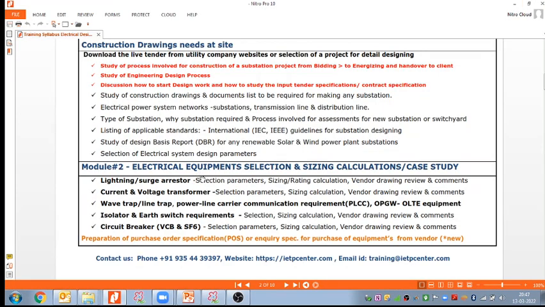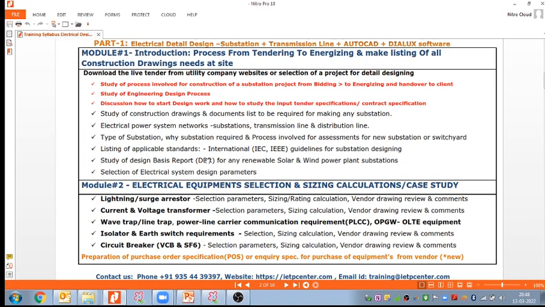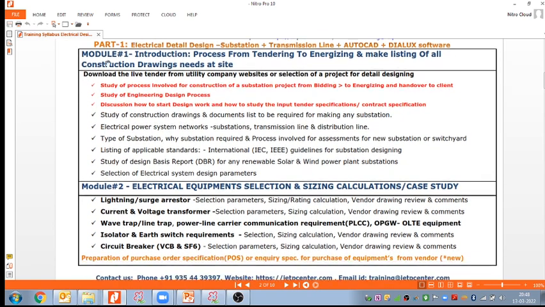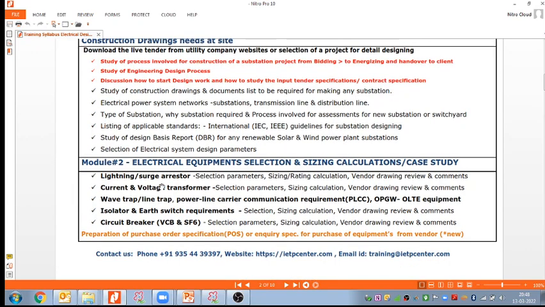So we are discussing CT and VT sizing. Let us quickly check the syllabus that we are following. Module 1 we have already discussed. Then module number 2 is equipment selection and sizing calculations. In that module, lightning arresters we have already discussed. After that, we are discussing other CT and VT selection parameters, sizing calculations, vendor drawing review and comments.